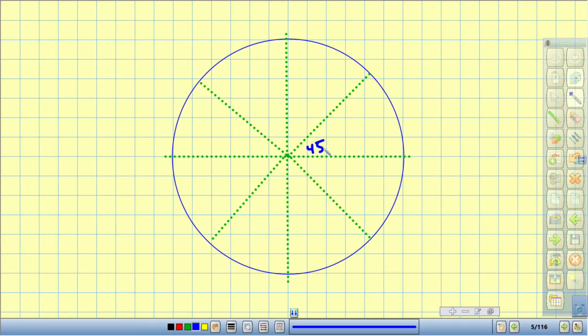So this is 45, which is pi over 4, right? Add another 45, that's going to give me 90. And 90 is how much? It is 2/4 of the pi, or 1/2. So I'm going to go here and put 1/2, or pi over 2. Keep counting with me here. I counted by fourths: 1/4, 2/4, 3/4. How much is 3/4 of the pi in terms of degrees?